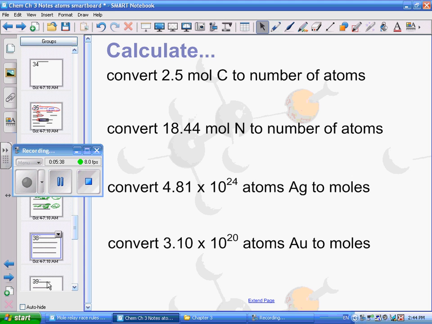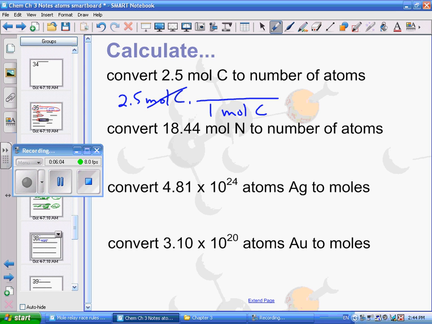I have 2.5 moles of carbon, and I want to convert this to number of atoms. So moles of carbon here gives me moles of carbon on the bottom. How many moles? 1. It's always 1 mole until we get to later chapters, and something called stoichiometry. But for now, it's just 1 mole.